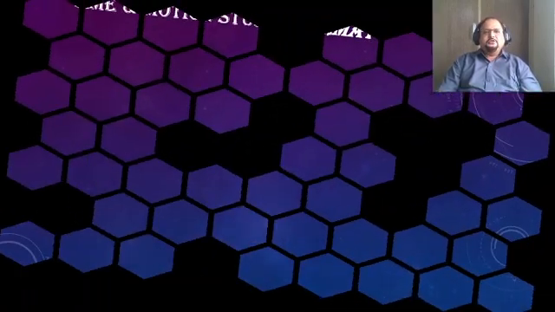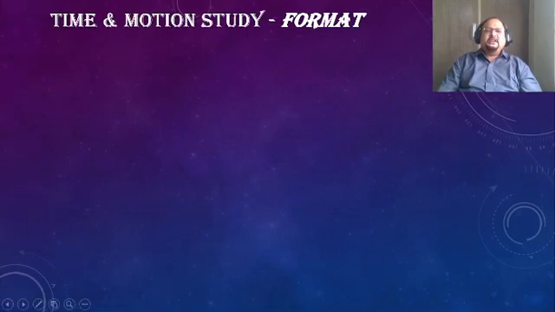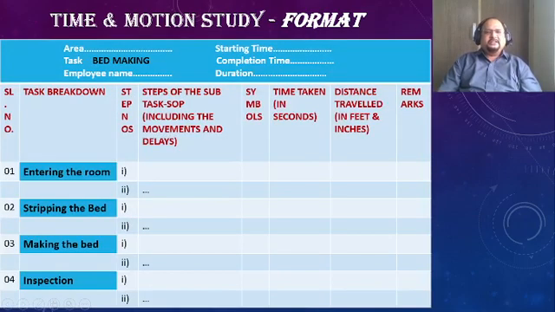Now let us come to this particular slide where we'll discuss the format. Suppose you want to do a time and motion study, how you should do it. We will see the format of bed making. So let us see. If you want to draw the format, you have to write the area, starting time on the right hand side. Task is bed making, as you can see it is mentioned here. Then completion time, name of the employees, those who are doing it, and total duration. It is not compulsory that this should be the only format, but more or less these should be the content whenever you want to design a format for time and motion study.